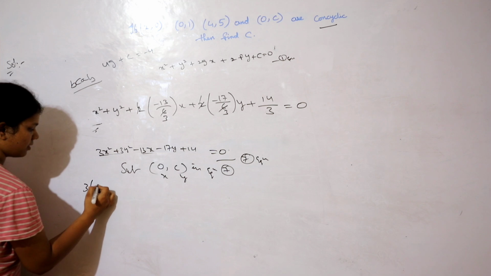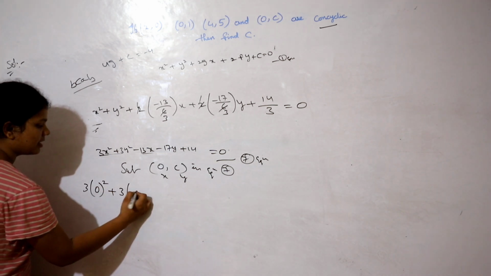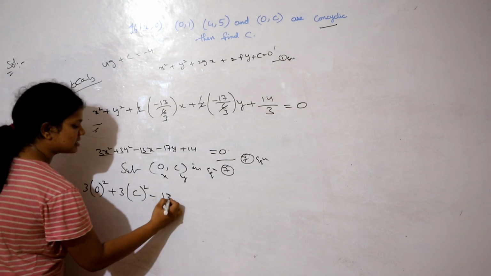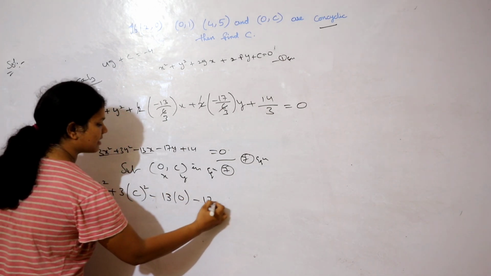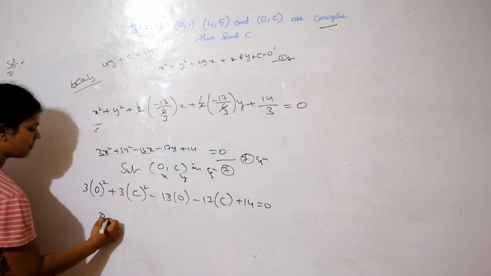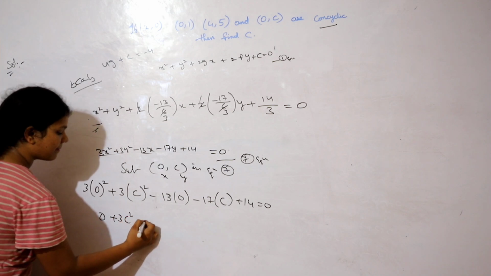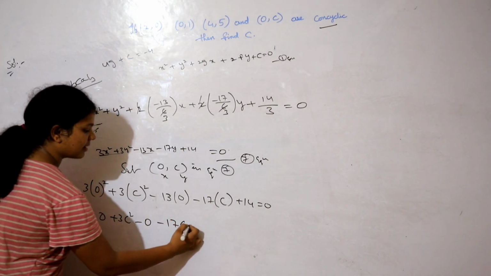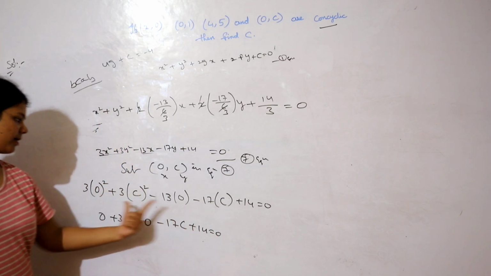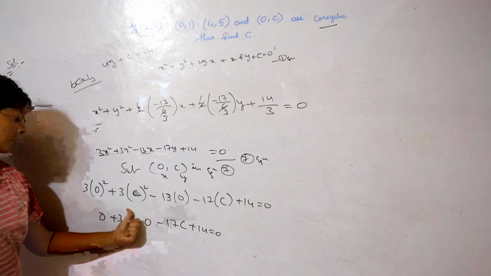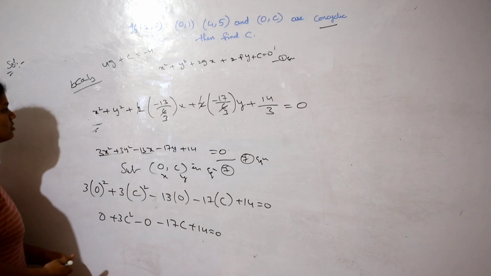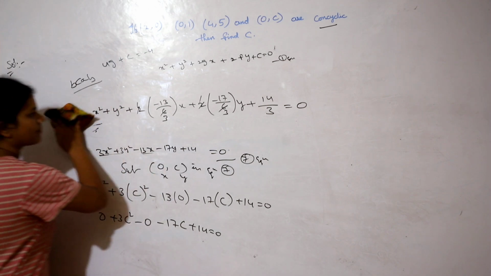3(0) square plus 3c square minus 13 into 0 minus 17 into c plus 14 equal to 0. So 0 plus 3c square minus 0 minus 17c plus 14 equal to 0. Are you getting it? I'm just trying to simplify this given equation. I substituted 0 over here, c over here, and now I'm trying to simplify the given equation.